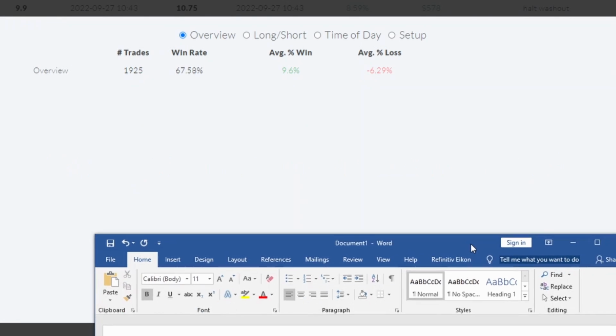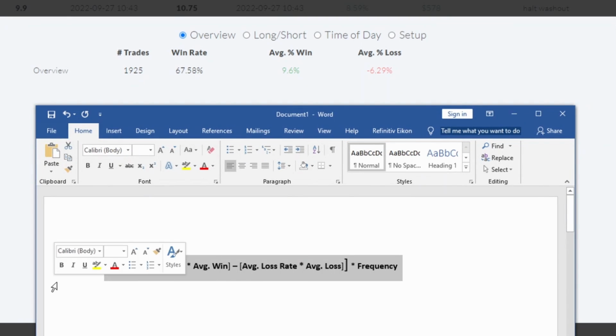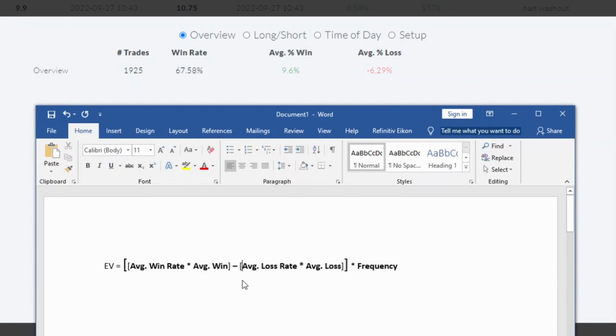These are the values that go into the expected value formula, the golden equation that I discuss over and over again in my quantifying finance series. Having this database, having the software script compute all these numbers, allows you to plug in these statistics: win rate, average win. If the win rate is 67%, the average loss rate is about 33%. Average win goes here, average loss goes here, and frequency is the number of trades. So having these numbers calculated allows you to plug these variables into this equation to determine if your system is profitable.